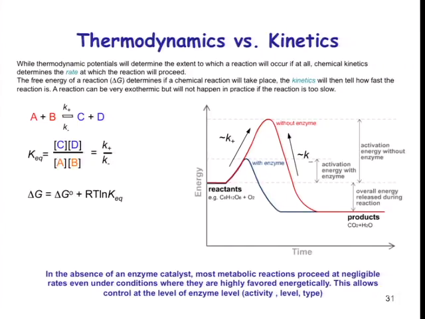Now, thermodynamics versus kinetics. What we have from a thermodynamic point of view is whether it actually will occur. The kinetics is sort of telling us the rate. Again, you've seen this in the first section, A plus B going to C plus D. We have our equilibrium constant that is governed by these rates. And again, our delta G can be gotten from the equilibrium constant that way.